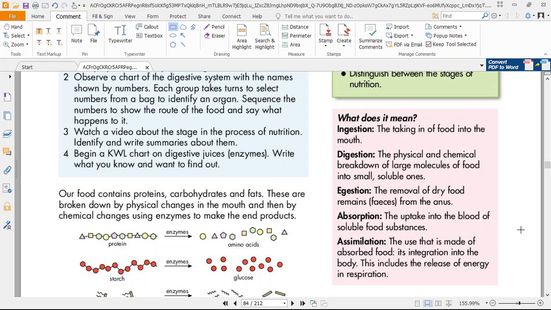It's integration into the body, because protein molecules are going to build cells and tissues, so they are going to form our muscles and tissues and blood. That's what we mean by assimilation, when these nutrients that we take in are broken down into the smallest form, the building blocks of their material, and they become a part of us.